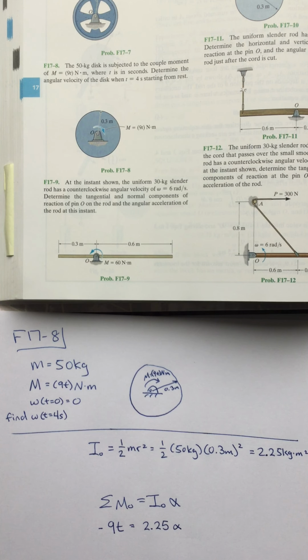And my goal is to find the angular velocity when t is equal to 4 seconds. Well, from this equation, I can say the angular acceleration is equal to, divide 9 by 2.25, and you get 4, and this is negative, and you have the t over here too. So comparing this with what we did in fundamental problem 7, now the acceleration is a function of time, so the acceleration is not constant in this problem.